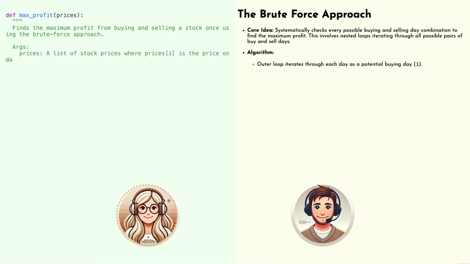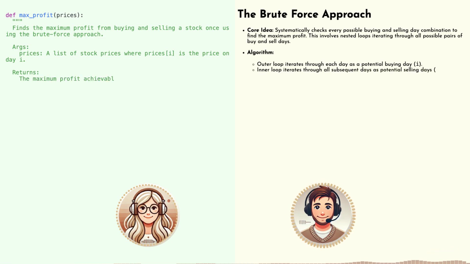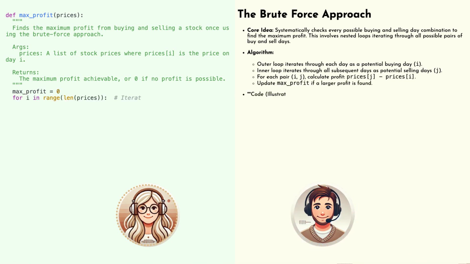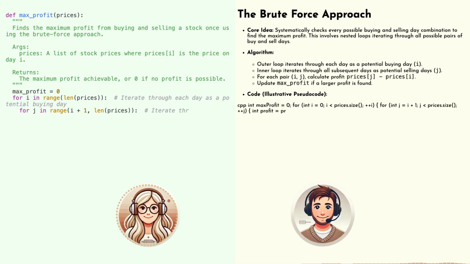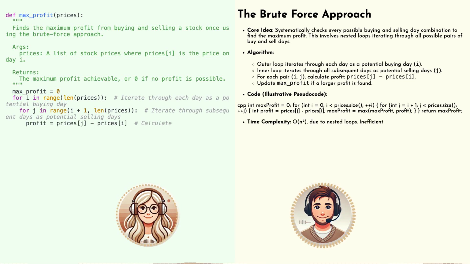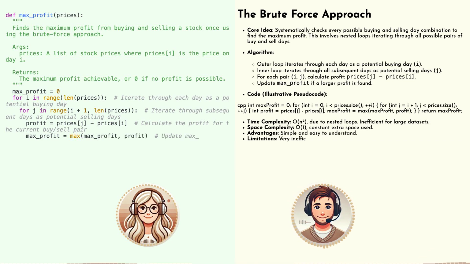Right. So if we were only looking at a few days of stock prices, we could probably just look at it and figure out the best times to buy and sell. But what if we're dealing with years worth of data? Hundreds, thousands of price points. Exactly. That's when things get a little more challenging. It definitely gets more complex computationally. So what would be like the first approach that comes to mind?